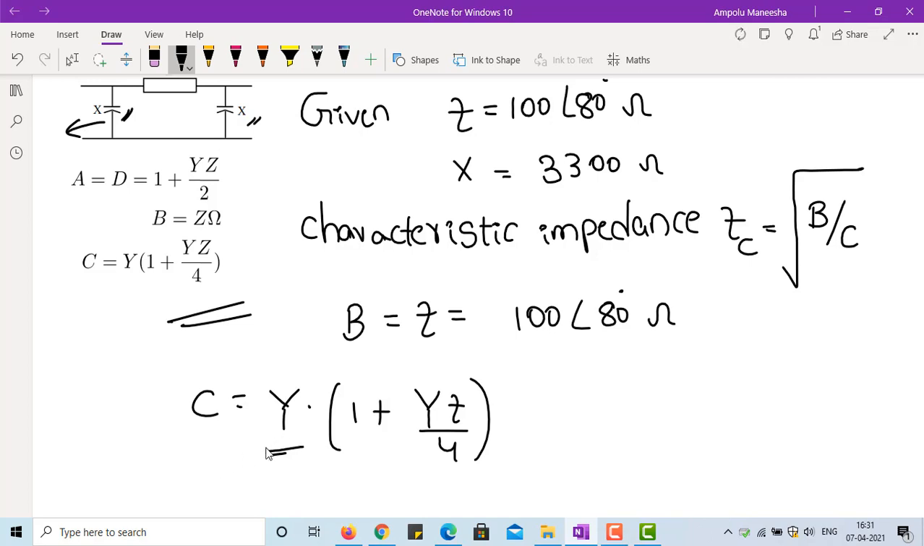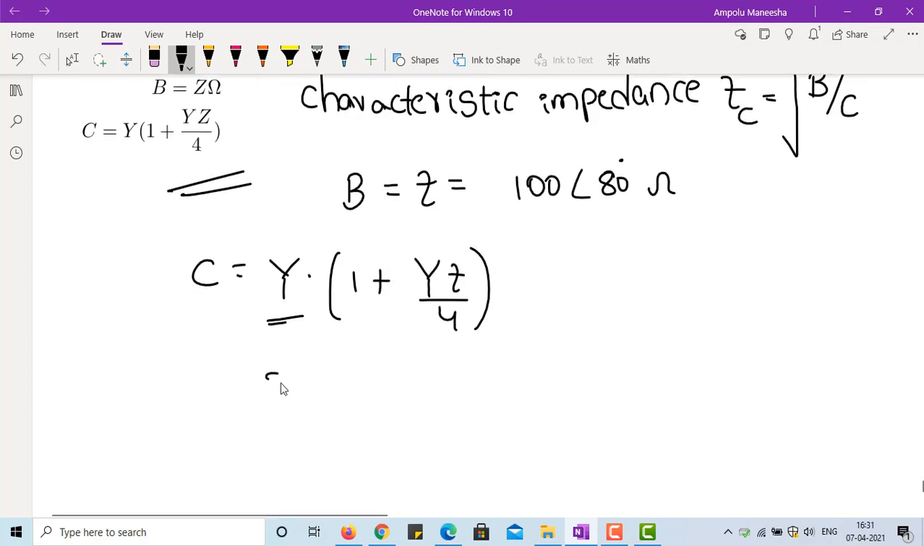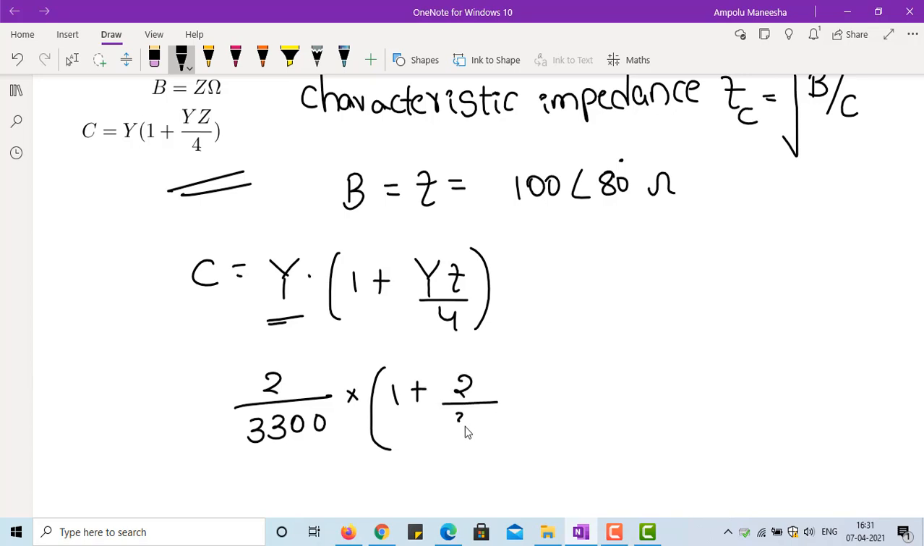So Y is given by 2 by 3300 into 1 plus, Y is 2 by 3300 into Z, which is 100 at an angle 80 degrees, by 4, and the whole multiplied by j. So we need to substitute these values in ZC.